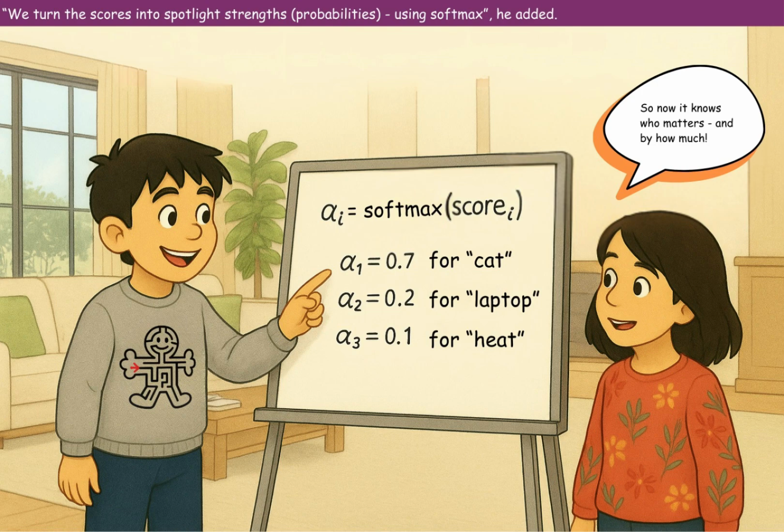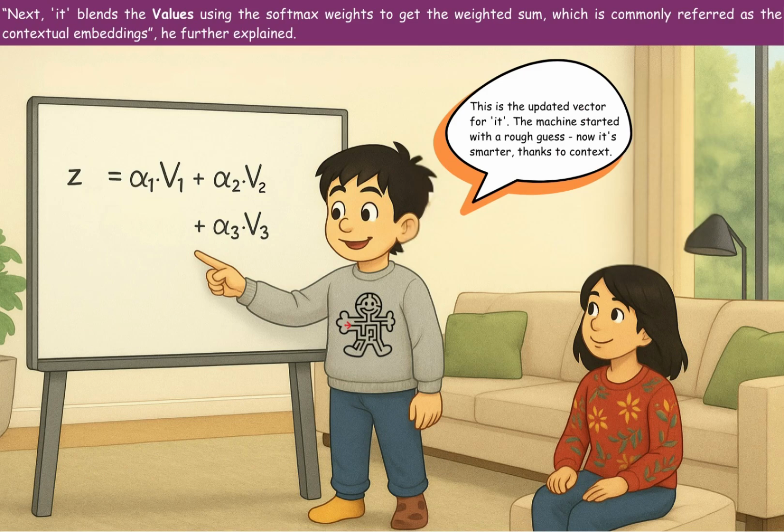Alpha 1 equals 0.7 for cat. Alpha 2 equals 0.2 for laptop. Alpha 3 equals 0.1 for heat. So now it knows who matters and by how much. Next, it blends the values using the softmax weights to get the weighted sum, which is commonly referred to as the contextual embeddings. He further explained. Max wrote, Z equals alpha 1 times V1 plus alpha 2 times V2 plus alpha 3 times V3. This is the updated vector for it.